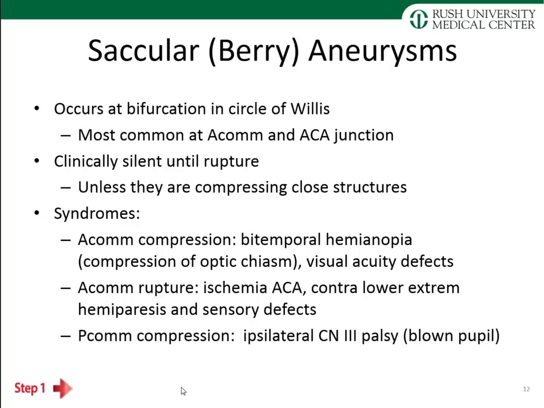These patients will also have visual acuity defects. We will infrequently see bitemporal hemianopia. So if you see this, you need to be concerned that there's something going on right around the optic chiasm.